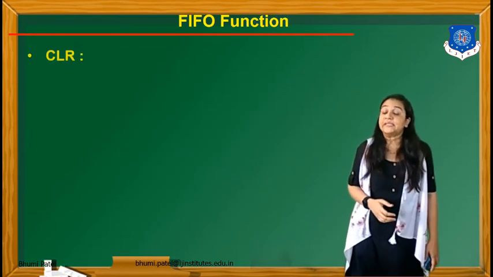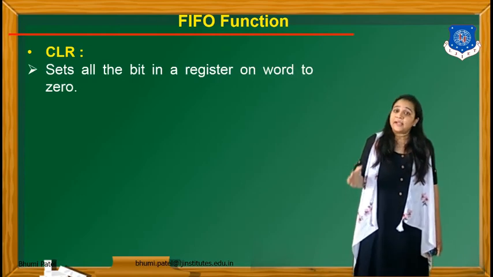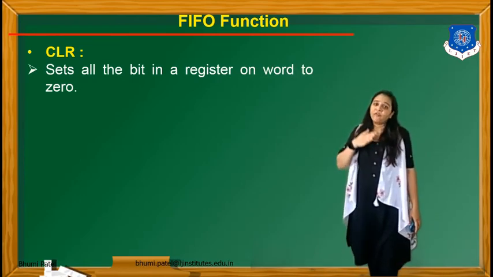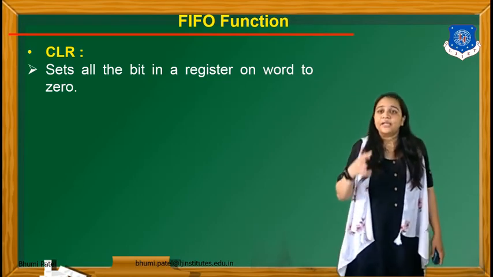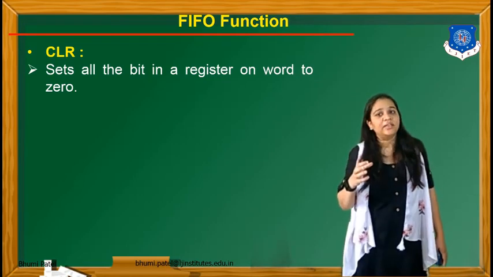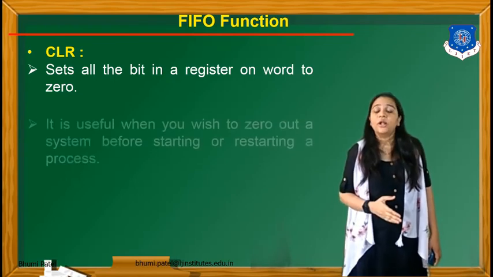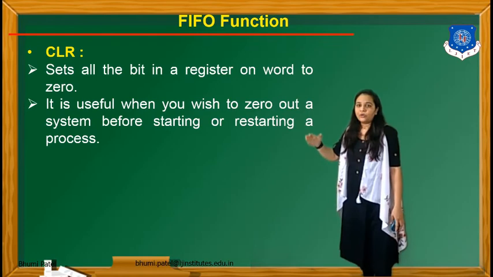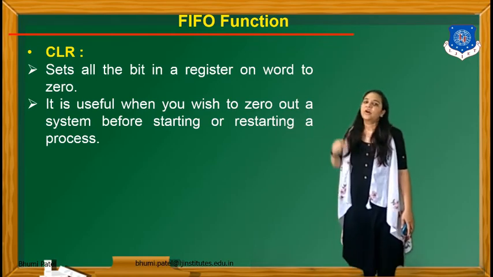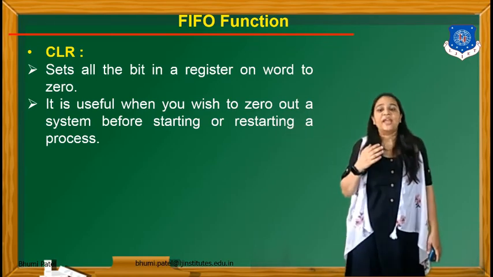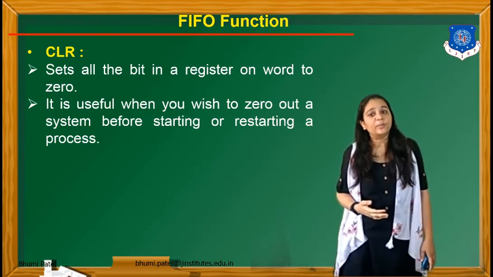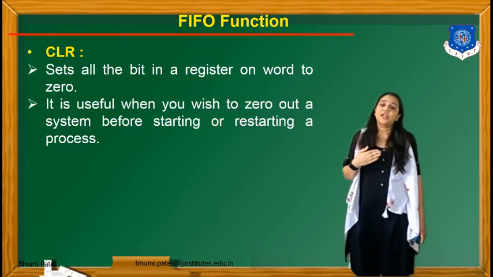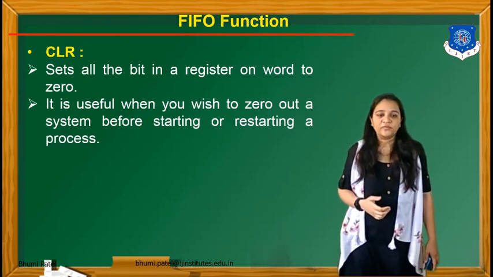The next one is the clear, CLR. It sets all the bits in the register or word to 0. If we use the clear command, that means all the bits in the register will be set to 0. It is useful when you wish to zero out a system before starting or restarting the process. If we are restarting a particular process, or starting a new process, at that time we can use the clear command for this FIFO system.